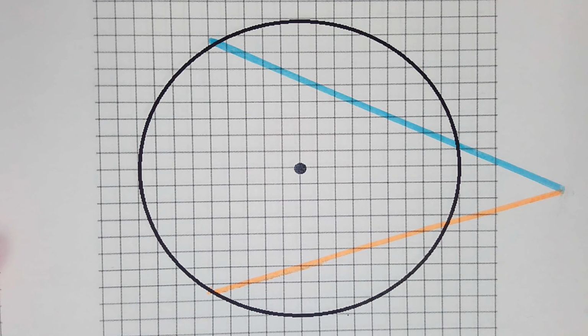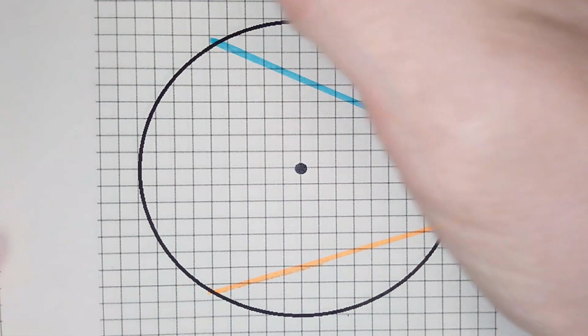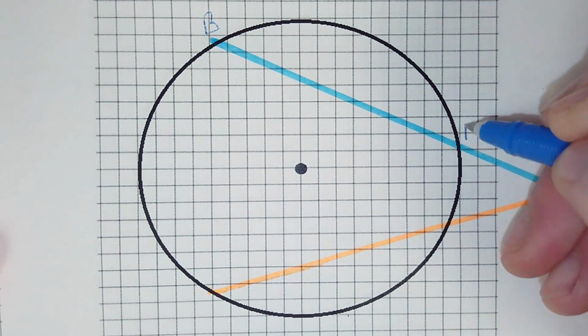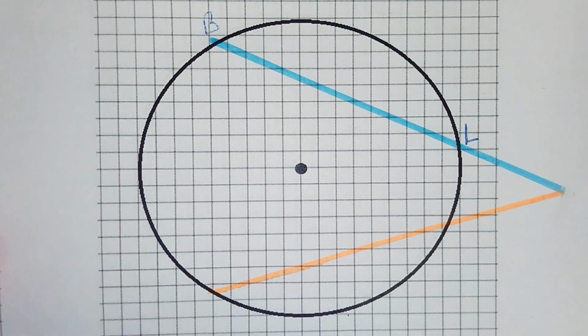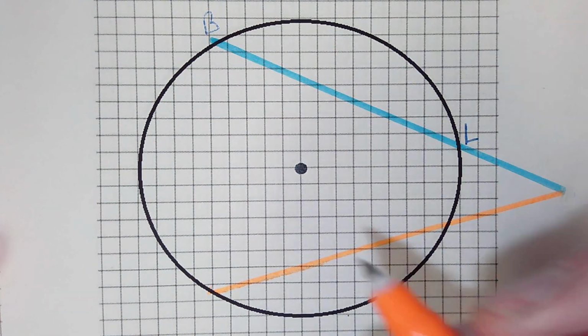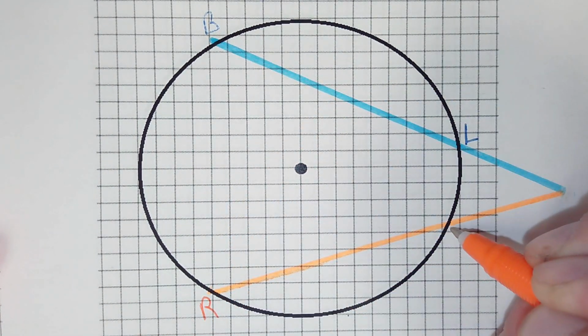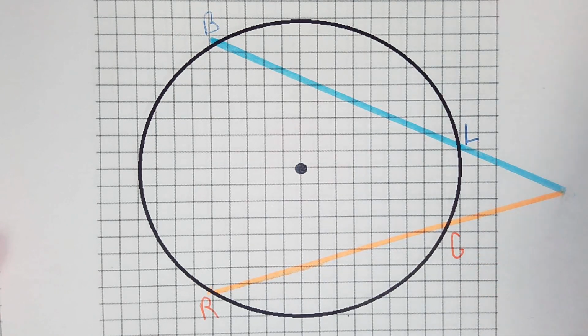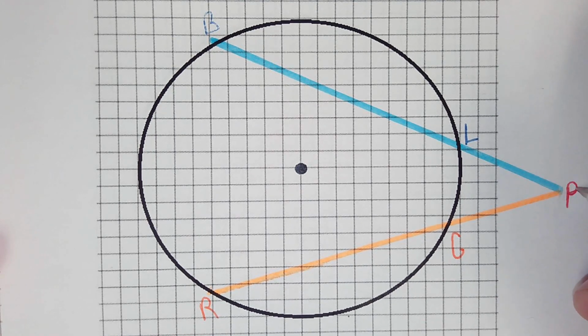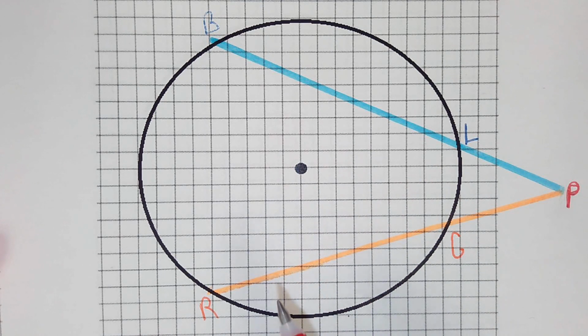So they intercept these points at, for the blue, we'll call it point B and point L. And for the orange, we'll call it point R and point G. And then we'll call the end point where they both share point P. Okay, so those are the different line segments made up by the secant and where they intersect the circle.